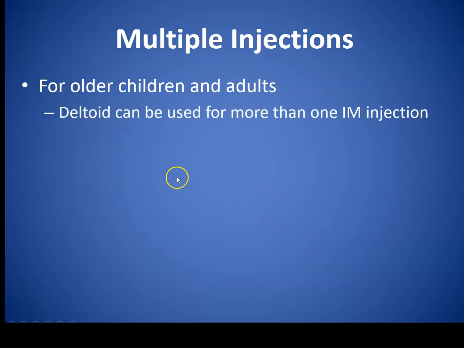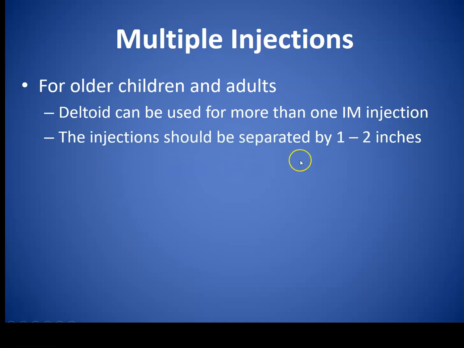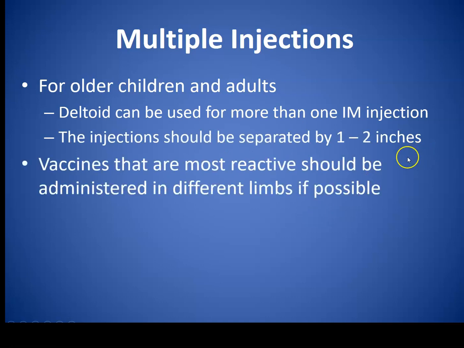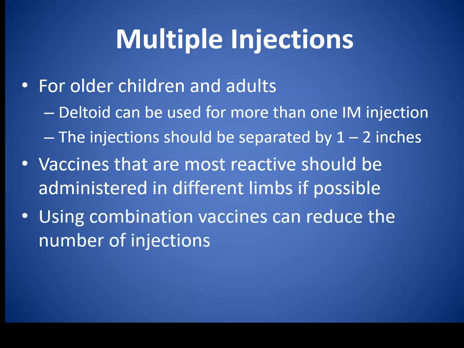So for older children and adults, if the deltoid muscle is large enough, you can use it for more than 1 injection. Again, make sure that you're separating them by at least 1 inch. And this is probably something you'll practice in the lab. And then if we have anything that's very reactive or has a high potential for side effects or reaction, definitely use different limbs and different muscles if possible. That way we limit the reaction to one site.